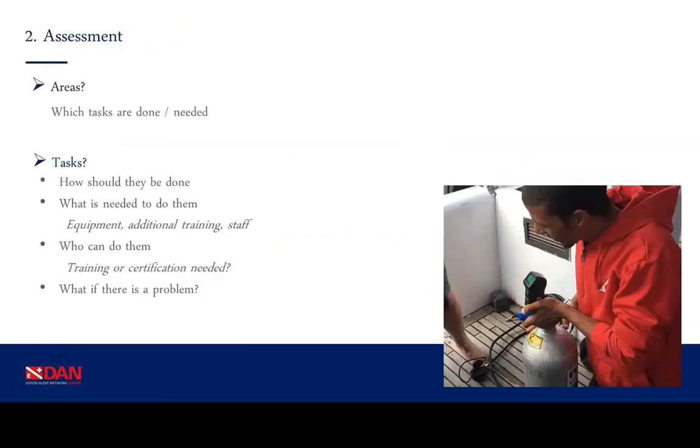Then you need an assessment. You can do this by dividing your operation into areas and consequently determine which tasks are done and needed in a specific area of your business, such as, for example, the compressor room. And once you know the task to be done, you need to determine how this job can be done in the safest way. What you need to do the job, and this in terms of equipment, training or staff. Who can do the tasks? Is training or certification required? And finally, you should foresee what to do if there is a problem.